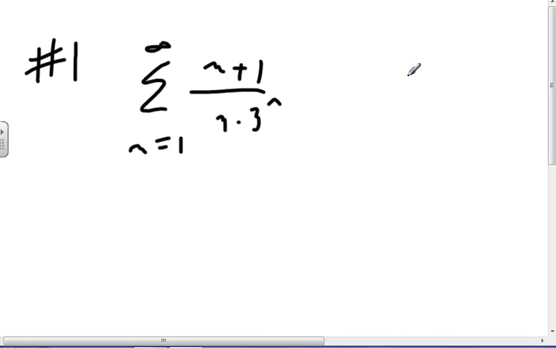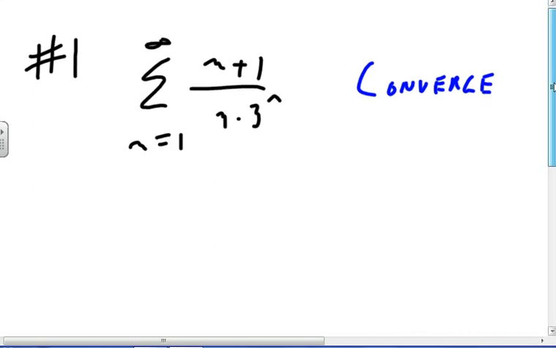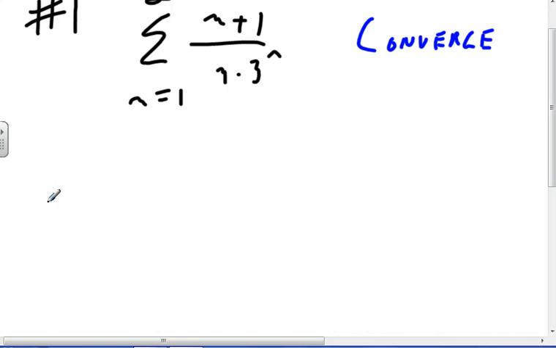What do you think? You think we're converging? So the gut feel is converge. Looks like the bottom is getting smaller considerably faster than the top is. All right, so I'm going to look at my ratio test.